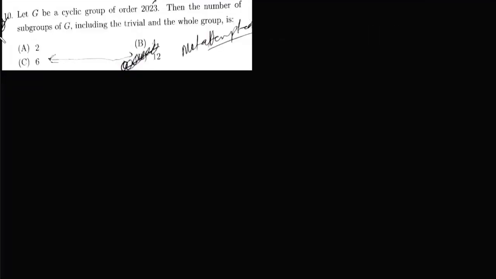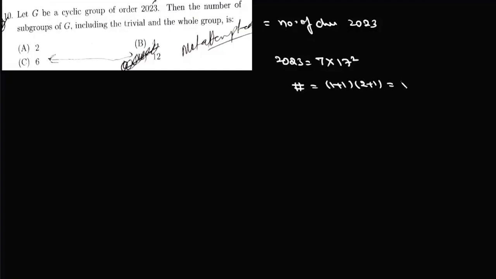It says let G be a cyclic group of order 2023, the number of subgroups of G including the trivial and the whole group. Now we know that number of subgroups of G is given by number of divisors of 2023. Now we can write 2023 as 7 into 17 square. So number of divisors is given by (1 plus 1) into (2 plus 1), that is 6. So answer to this question is this option C.